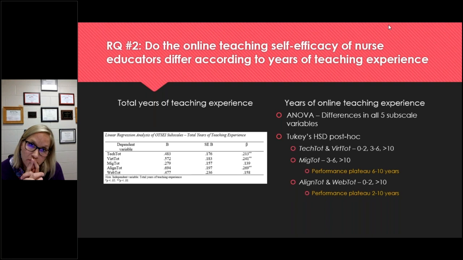Course content migration also was significant at the 3 to 6 year mark, and then again at greater than 10. So again, that seems to be that 6 to 10 year plateau in performance. Within the online course alignment and web-based course structure, there was significance at 0 to 2 years of experience, and then greater than 10. So that is a pretty wide performance plateau, and I'll discuss that shortly.